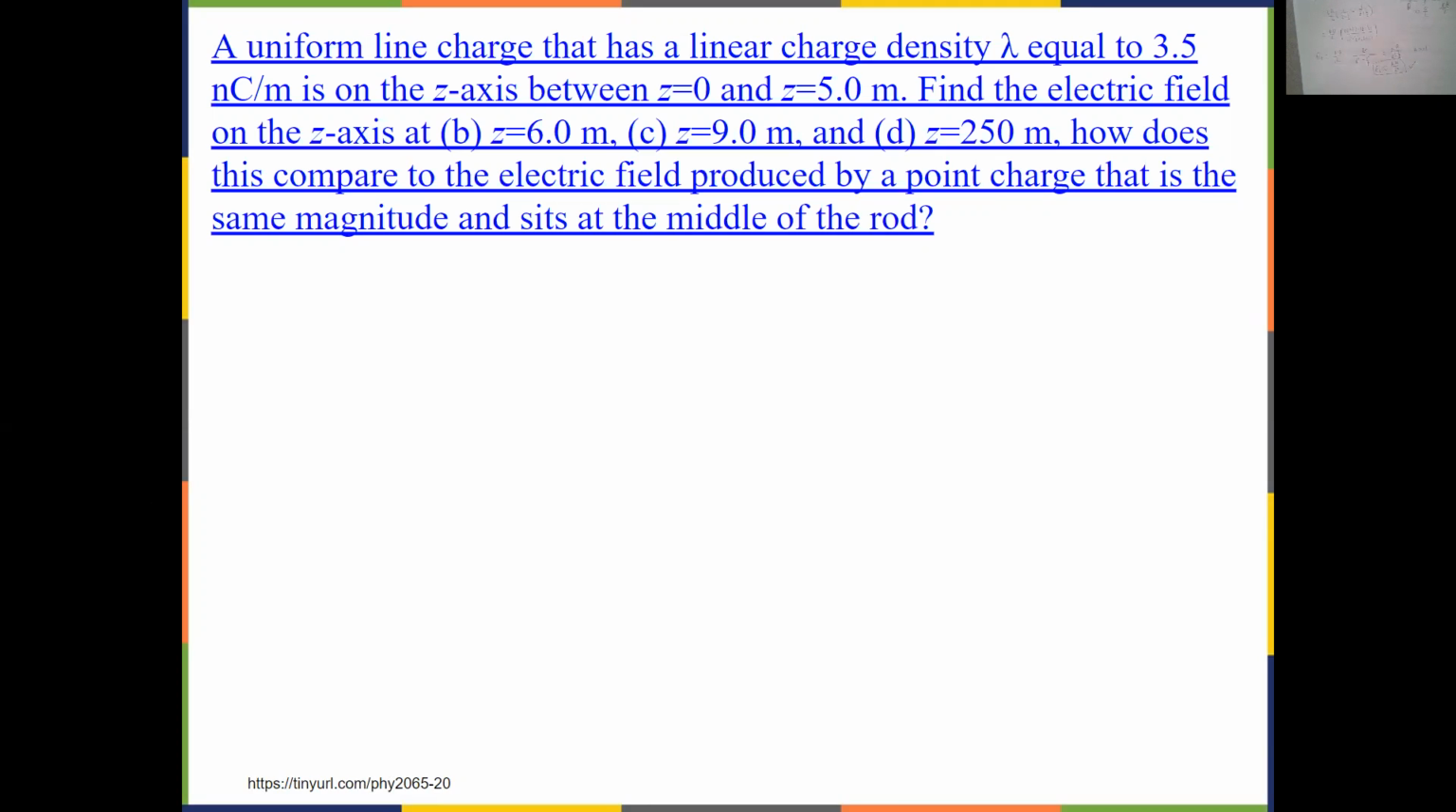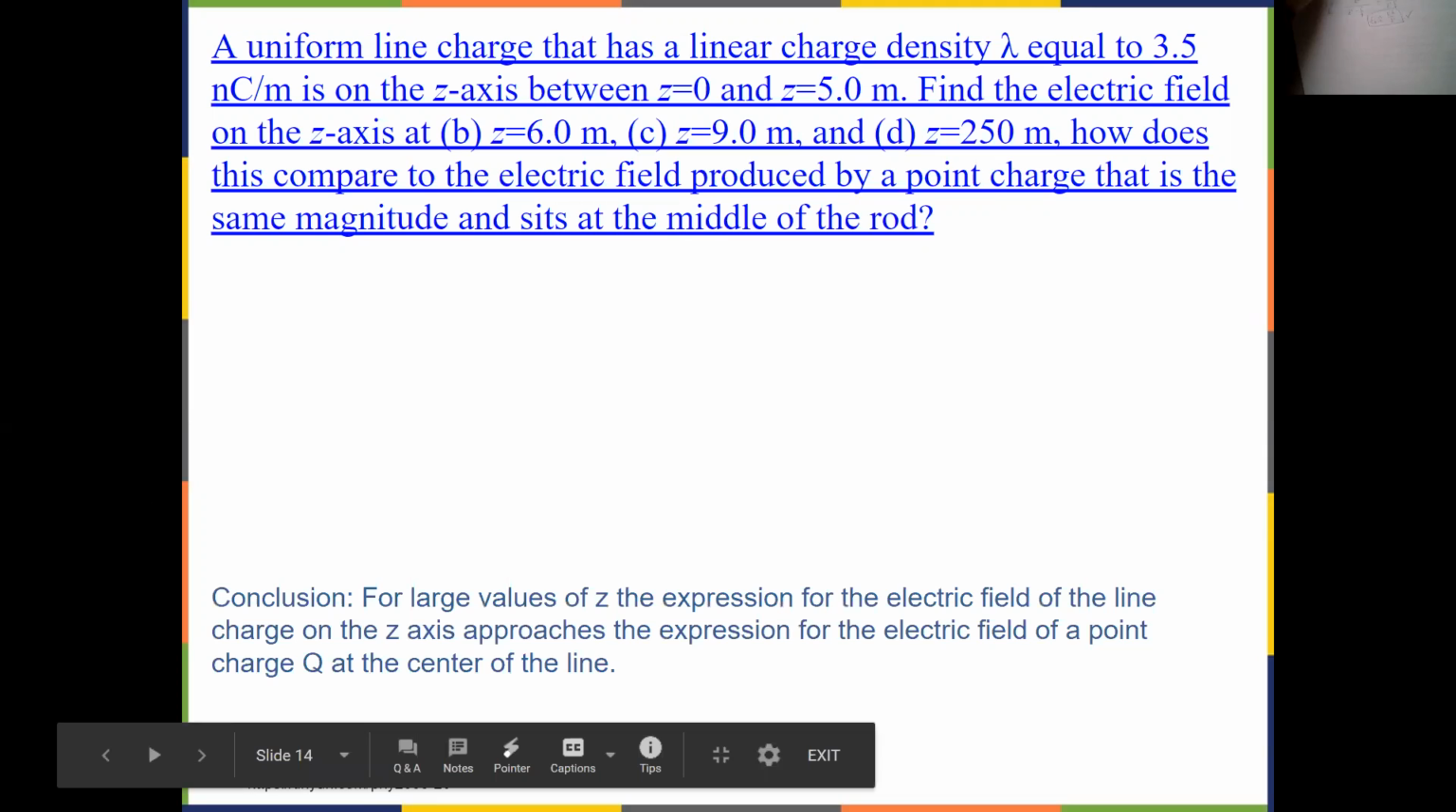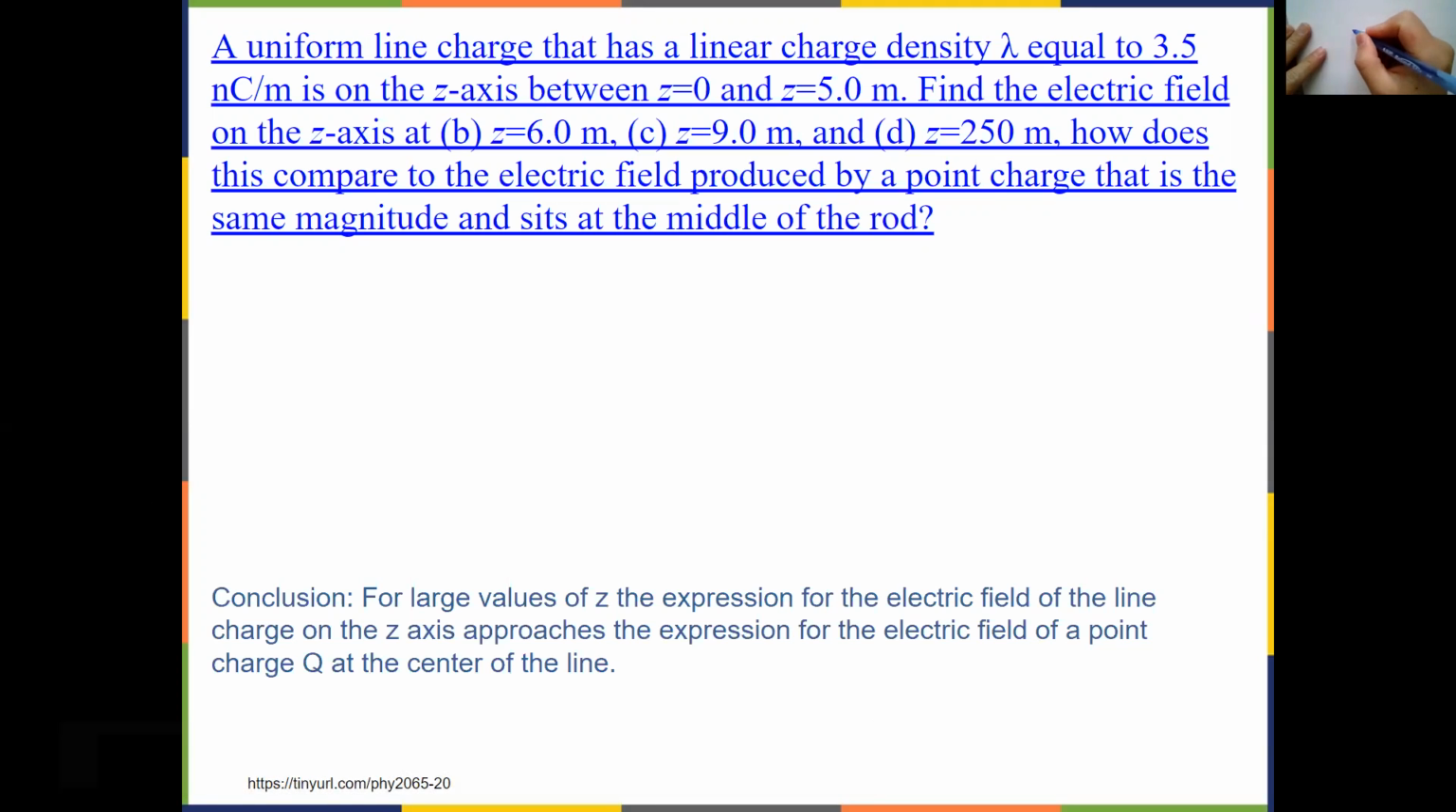I'm going to stop sharing in a few moments, but for right now, let me sketch the problem. So this is your z direction again. This is 0, and then this is 5 meters. Now your line charge, your rod, is sitting over here, with a linear density of lambda equals 3.5 nanocoulombs per meter. It says to find the electric field at z equals 6.